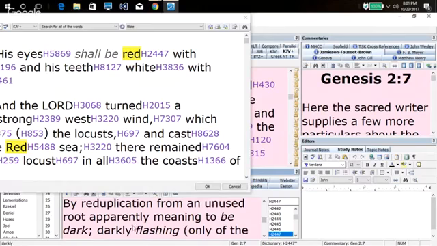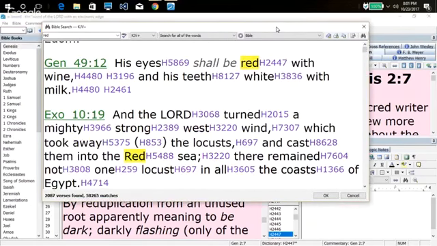It says, by reduplication from an unused root, apparently meaning to be dark, darkly flashing. So you see that has really no connotation to the term red in the sense that we understand. But let's look at it in the context of the scriptures.